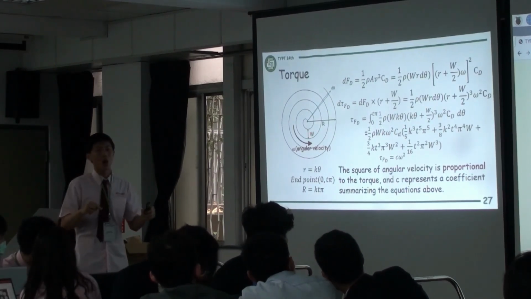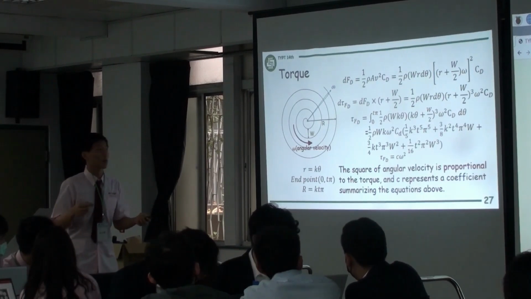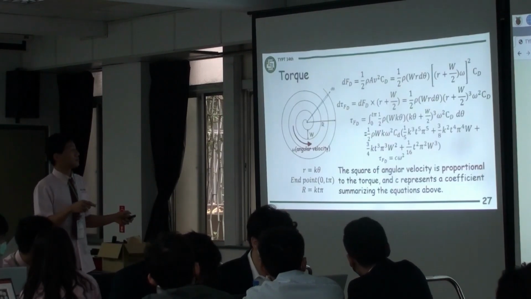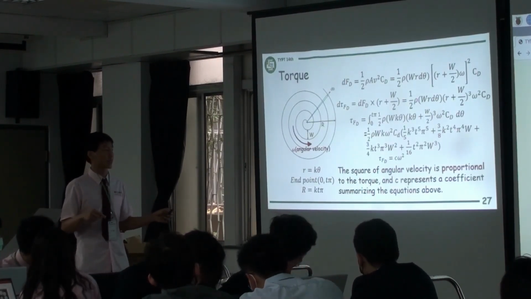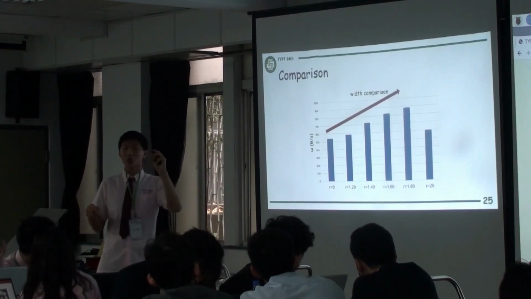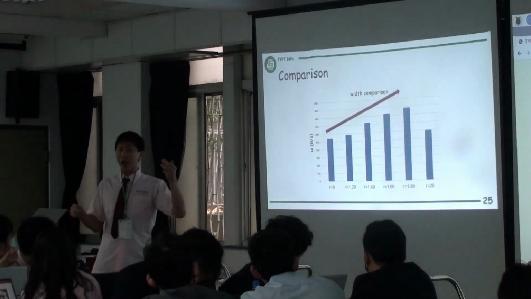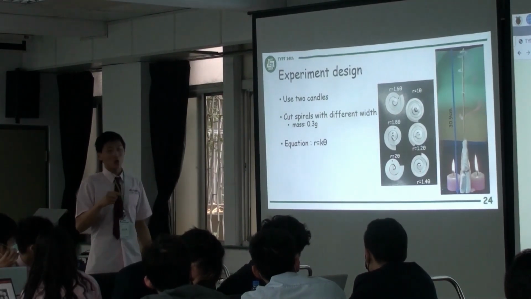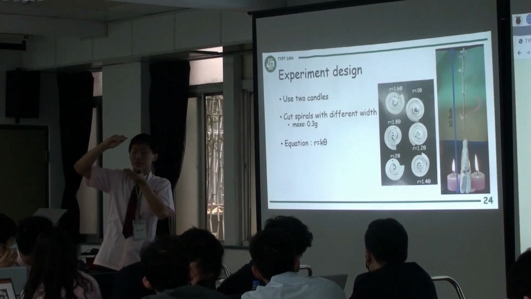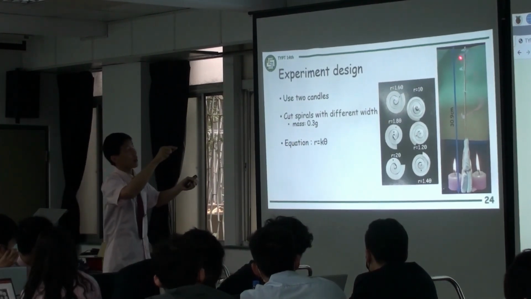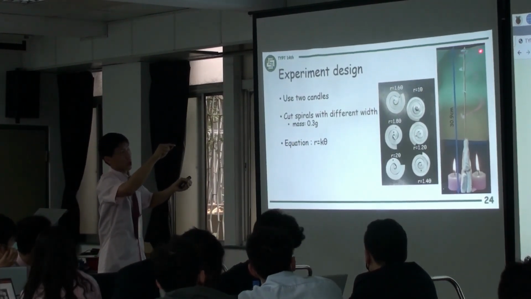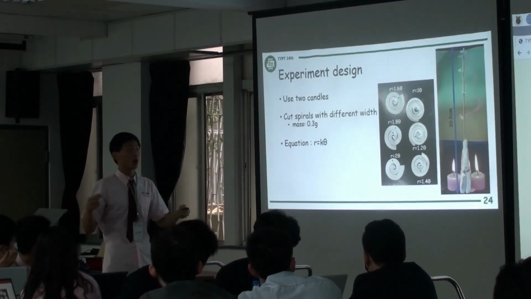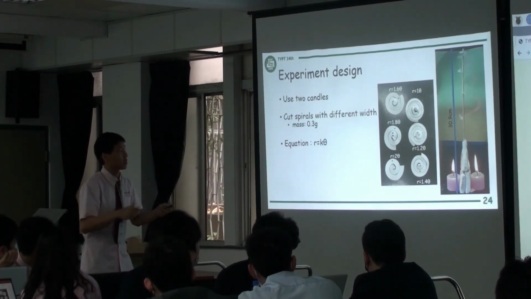So the thicker it is, we can expect that the torque will be greater, which will cause a greater angular velocity. However, at R equals 2 theta, because it's too thick, and we keep the mass the same, the vertical distance between the spiral and the candle will be smaller. So we believe that the airflow will not be able to reach it as much.